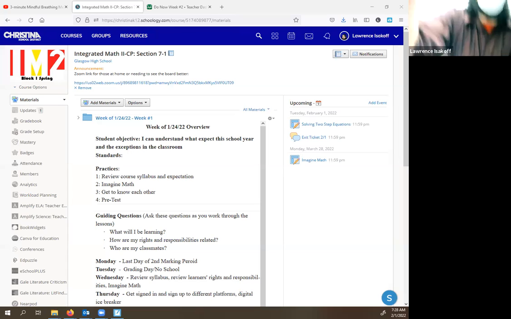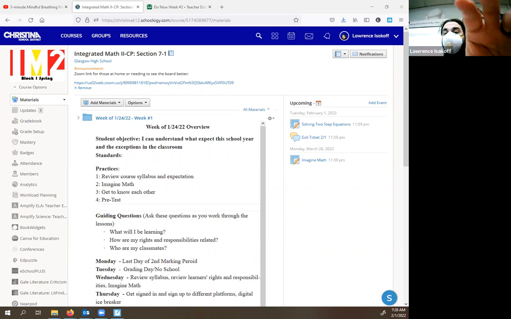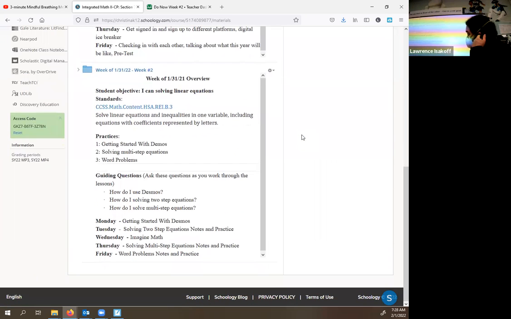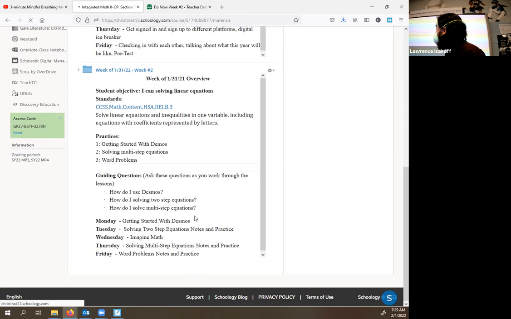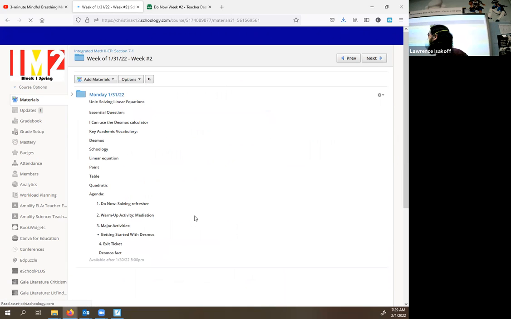Okay, so good morning. Today we're going to get started on solving two-step equations. If we look in Schoology, that is what we have on the board for today, solving two-step equations, notes and practice. We'll do some Imagine Math Wednesday, multi-step problems on Thursday, Friday, cover some word problems, and that will have us ready for our very first quiz on next Tuesday.